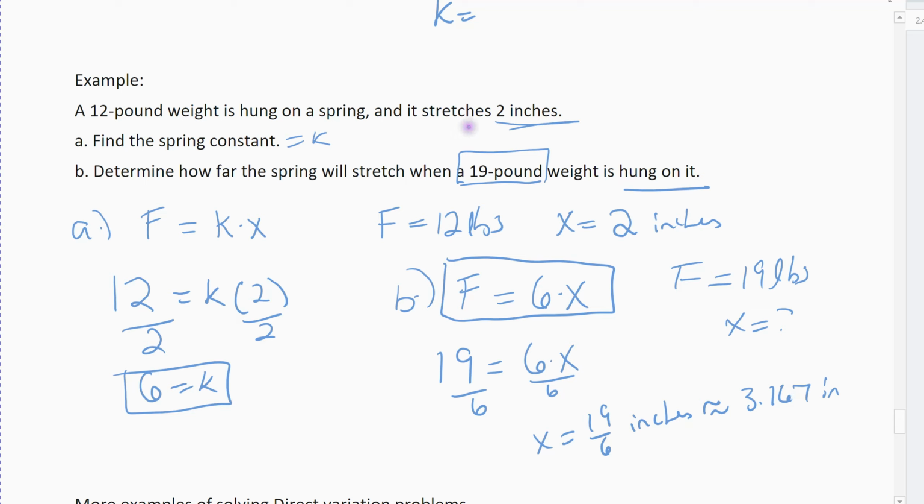All right, so it makes sense it should be further, right? I put more weight on it, so it should stretch further than 2 inches. It actually stretches a little more than another inch, right? It stretches to 3.167. And so that's an example of Hooke's law.